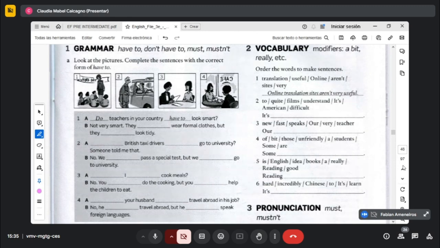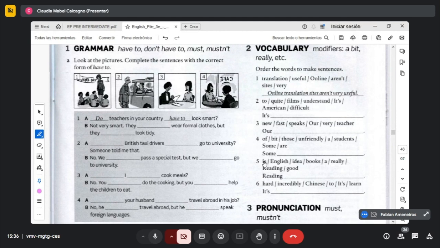1A. Do teachers in your country have to look smart? B. No, they don't have to wear formal clothes, but they have to look tidy. Tidy. Okay, good. So in that case, we have they don't have to, and then they have to. Negative, affirmative.